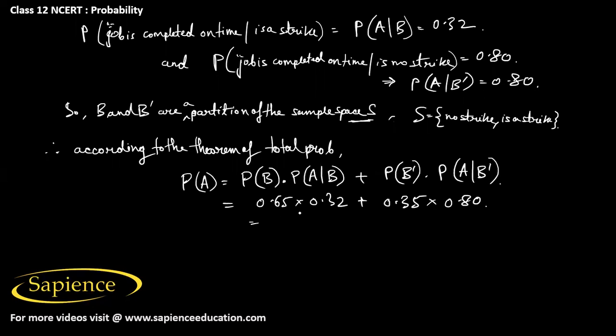If we solve it, this will become 0.208, plus this will be 0.28. If we add that, then we will get 0.488. So this is the final answer.